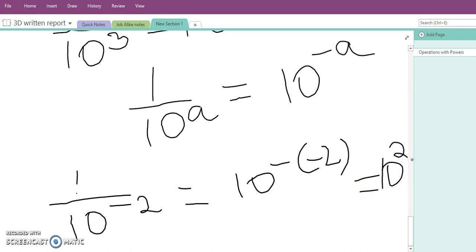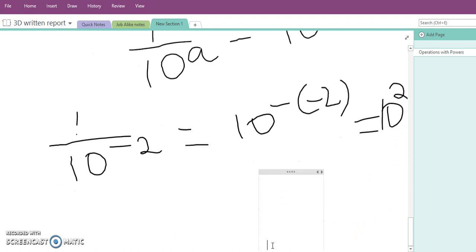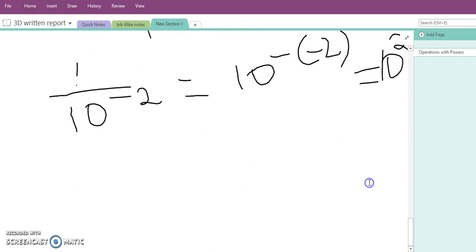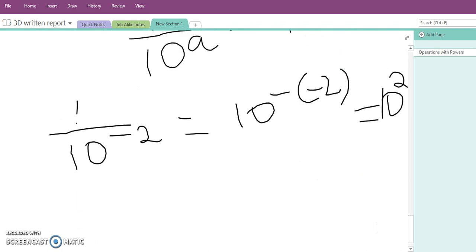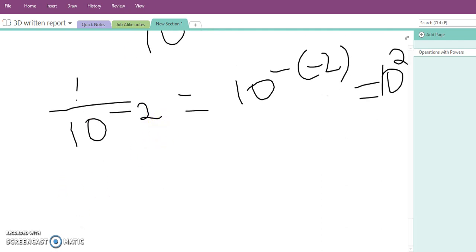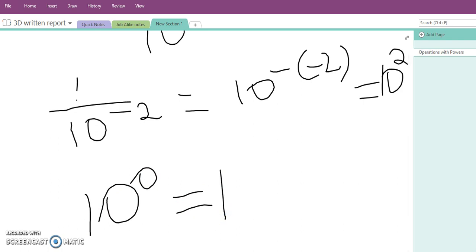That's it. One last rule. I promised it's the last one. We need to know what is 10 to the 0. Well, this is very, very straightforward. 10 to the 0 is always 1. That's it. That's all there is to it.